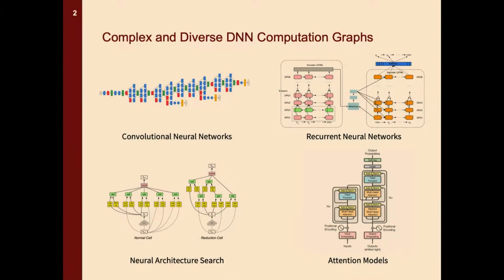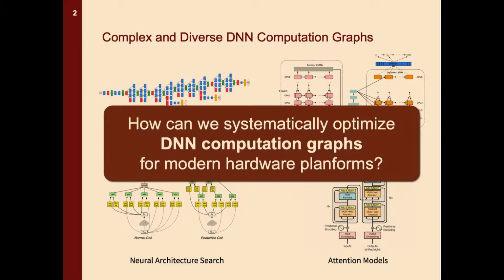So today I would like to talk about one of our recent works on optimizing DNN computations by using relaxed graph substitutions. Today's DNN computation graphs are becoming increasingly more complex and diverse, so different operators and different graph structures have been proposed for different learning tasks. So from a system perspective, this actually brings a very interesting research problem: how can we systematically optimize DNN computation graphs on today's modern hardware platforms?